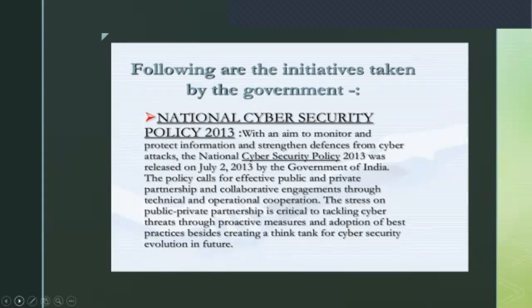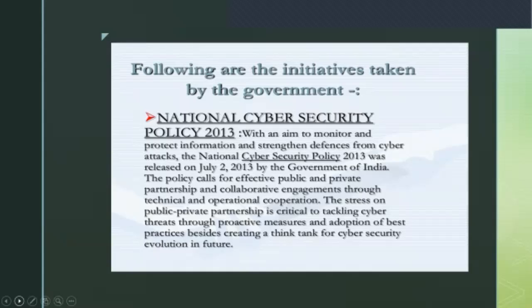The policy calls for effective public and private partnership and collaborative engagements through technical and operational cooperation. The stress on public-private partnership is critical to tackling cyber threat, through proactive measures and adoption of best practices, creating a think tank for cyber security evolution in future. These are the features of the National Cyber Security Policy.